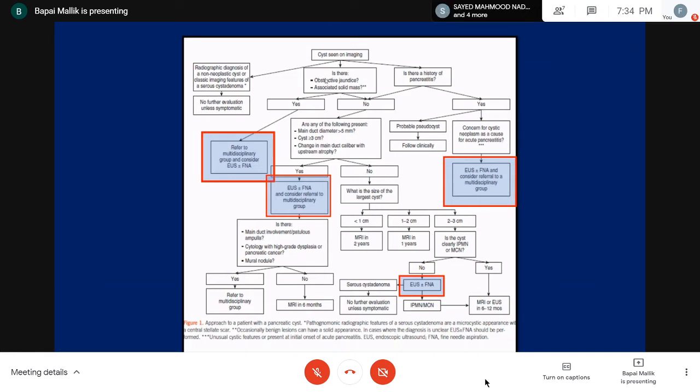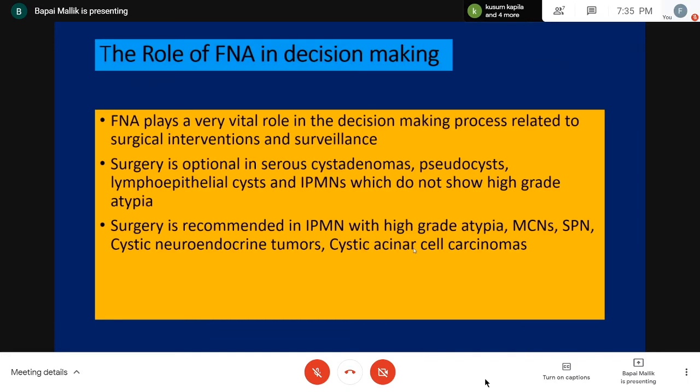If there is obstructive jaundice or an associated solid mass, FNA plays a very important role, and the remaining part of this algorithm deals with a number of parameters, many of which are related to the imaging findings. But in each and every branch of the tree, you can see that FNA does play a very important role in the decision-making process. So, if we can put them together and summarize it to the very vital points, these are the ones that I think we should remember.